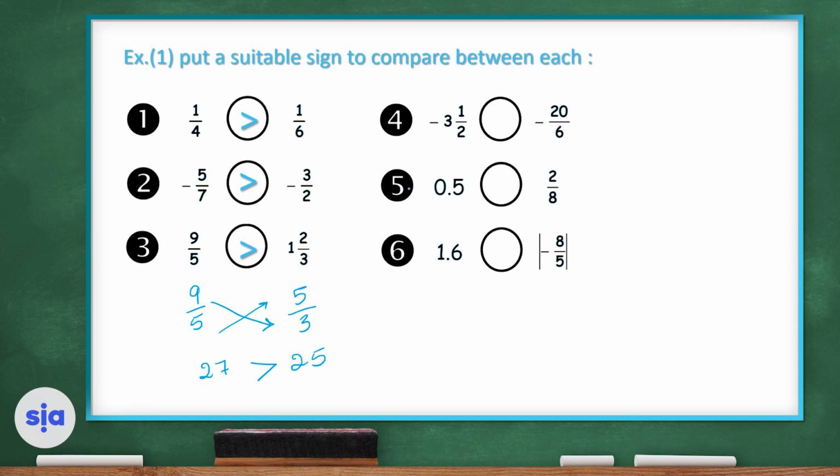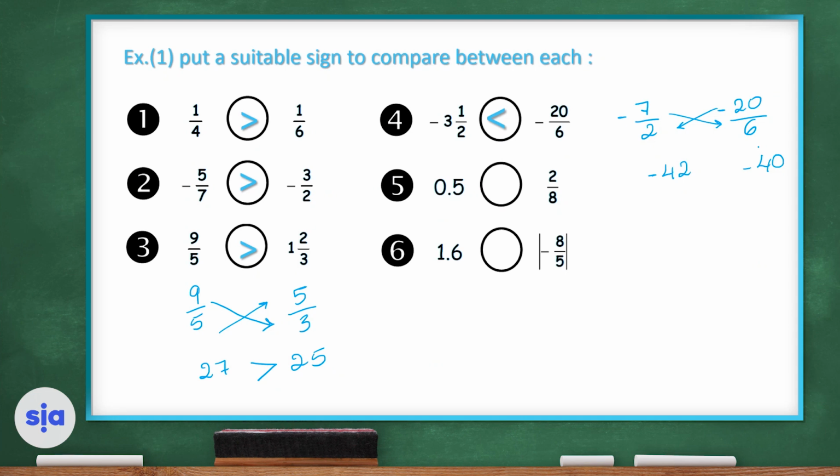Change this also into a fraction. It's negative 7 over 2. And here it's negative 20 over 6. Negative 7 times 6, that's a negative 42. Negative 20 times 2, that's a negative 40. Which is bigger? Take care, it's a negative sign. So the right fraction is bigger than the left fraction.